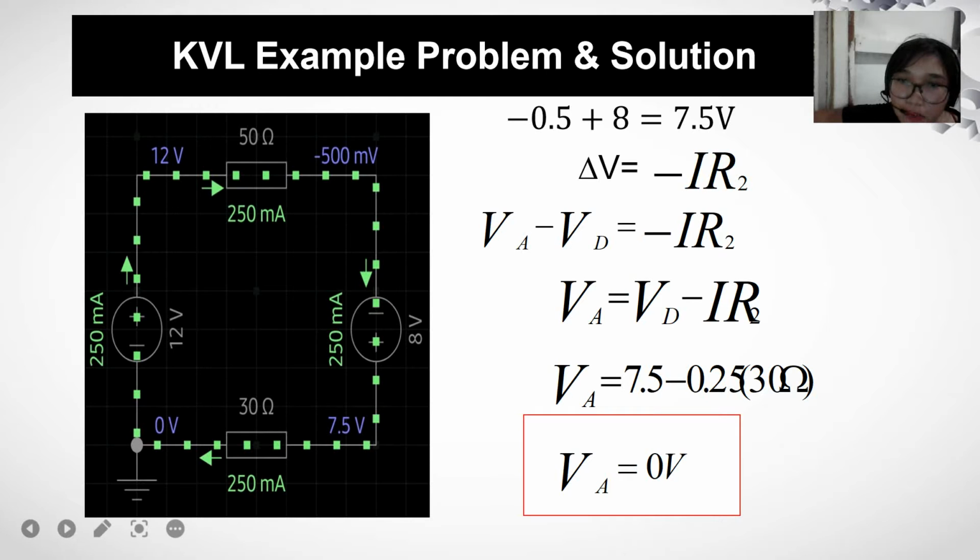Now for resistor 2, we have VA minus VD is equal to negative I R2, because VA equals VD minus I R2, and VA is equal to 7.5 minus 0.25 times 30 ohms, and we have a total of 0 volts in VA, as you can see here.